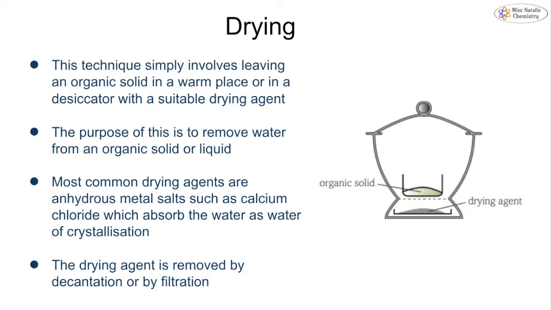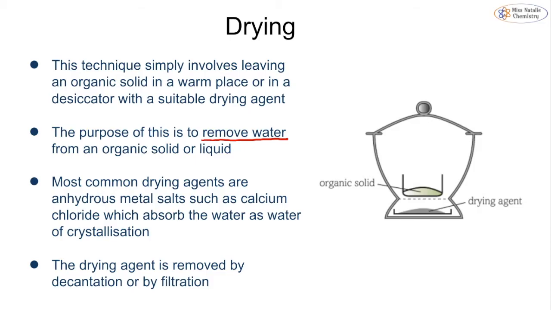If we ever wash anything, then typically we want to dry it, of course, and this technique is quite simply what it sounds like. We can leave an organic solid in a warm place to let it dry, or we can leave it in something called a desiccator. And a desiccator is basically just a big glass jar, and we can put in a suitable drying agent.